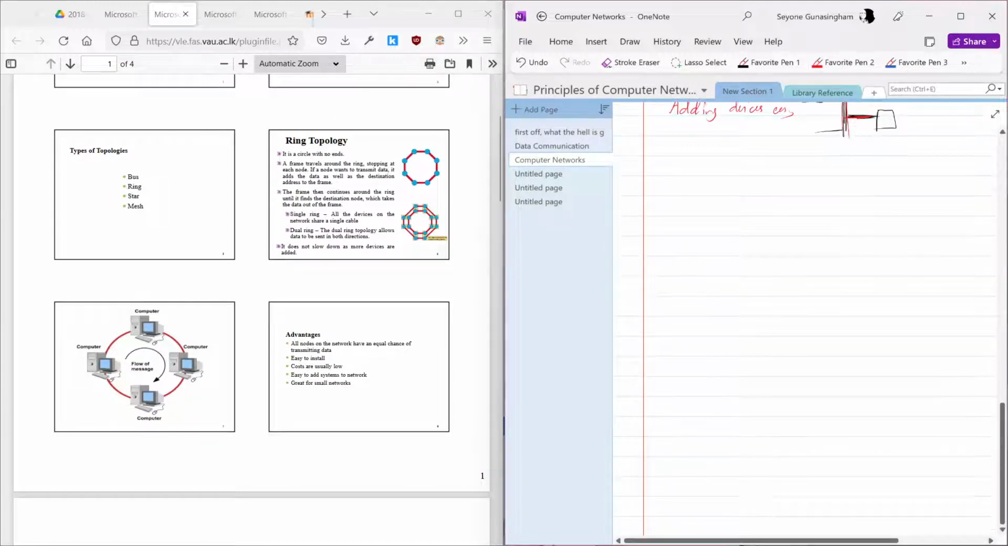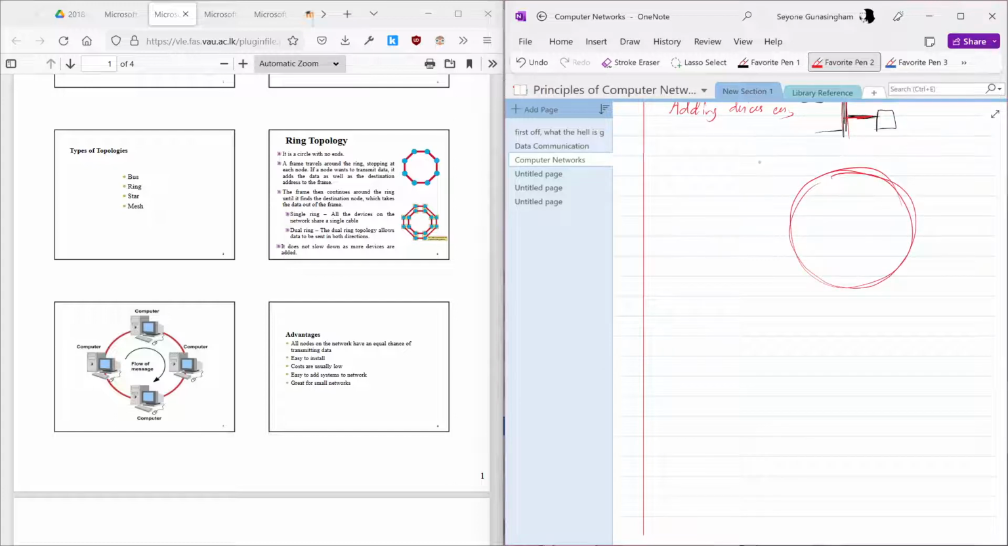Now, the ring topology. You've got your devices connected to each other, right? Data can only flow in one direction. And if a device goes out, the network dies. Any one device goes out, the network just dies. If the cable goes out, the network dies. If the device goes out, the network still dies.